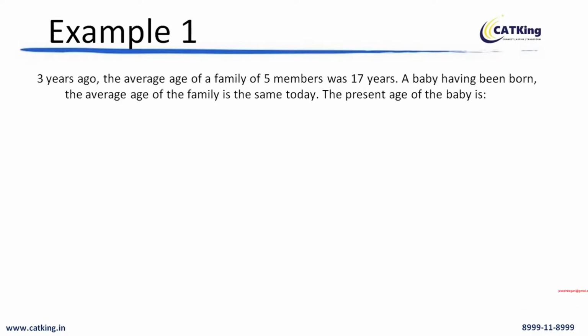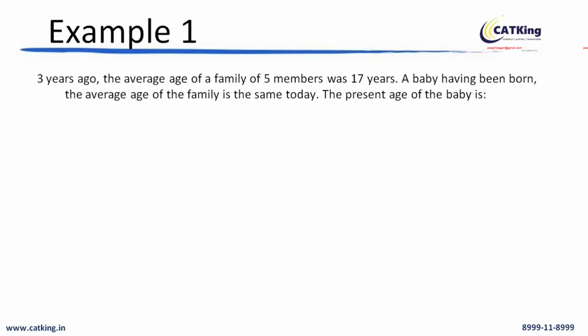If you understand the question, this is 3 years ago, not right now. 3 years ago, the average age of a family of 5 members was 17 years. A baby having been born, the average age of the family is the same today. The present age of the baby is what?